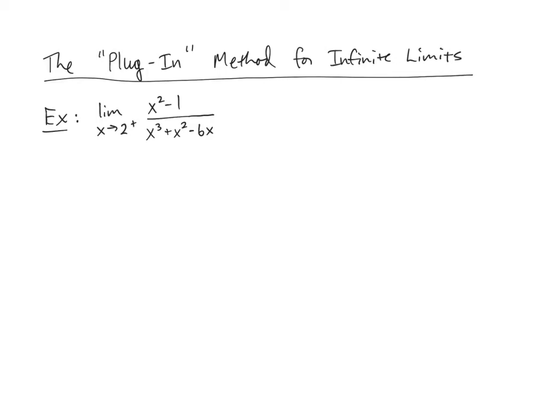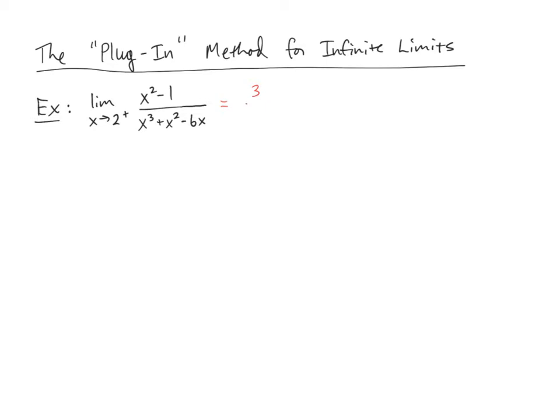So if we consider the limit as x approaches 2 from the right of this rational function, the first thing we would do is try to plug in to evaluate the limit. And what we get is 3 in the numerator, and if you evaluate the denominator at 2, you'll find that you get 0. Right, so we get 3 over 0, and so this is some kind of infinite limit. So the important question to address then is, well, which infinity is it? Is it positive infinity or negative infinity?